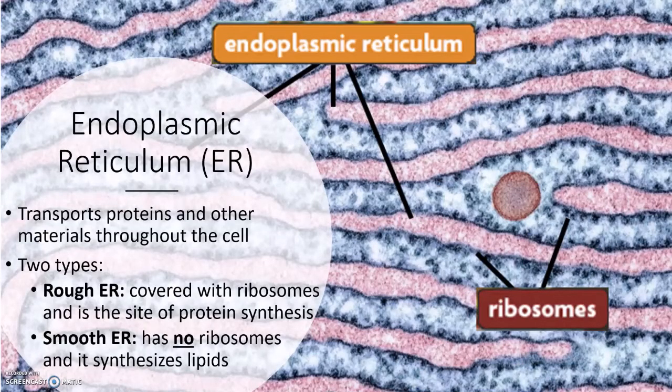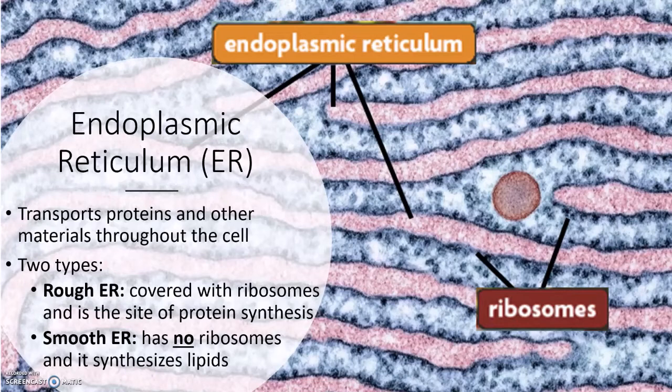Next up, we have the endoplasmic reticulum, which is often abbreviated ER. This is really a transport organelle. It's a system of tubes and canals throughout the cell and really allows proteins and anything else the cell makes to be able to move from one place in the cell to another.